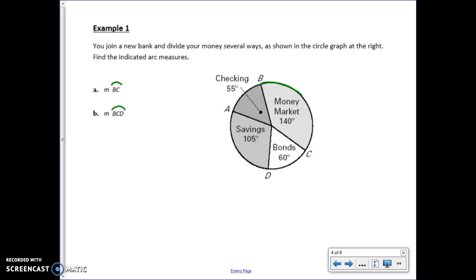So here's arc BC, and I know that my central angle measure is the same as the arc, so it's 140 degrees. Then we need the measure of arc BCD. So I have 140 degrees plus 60 degrees, which is 200 degrees.